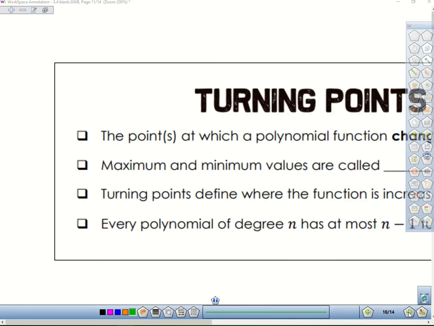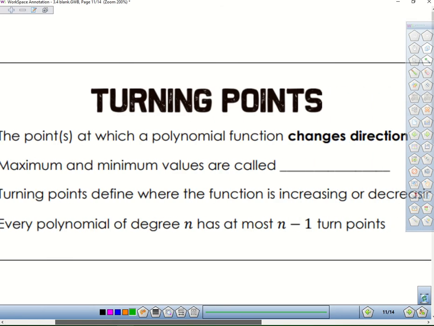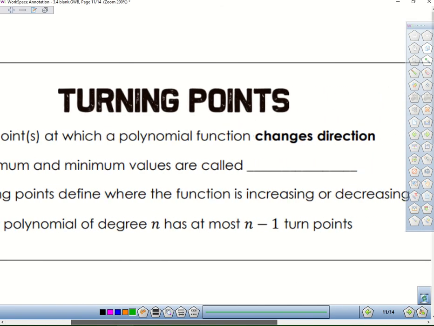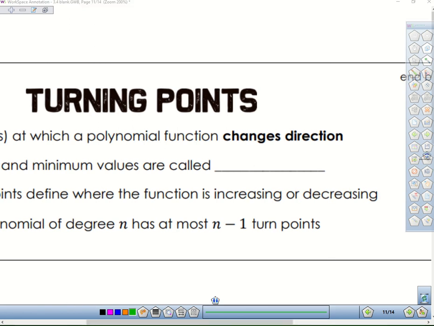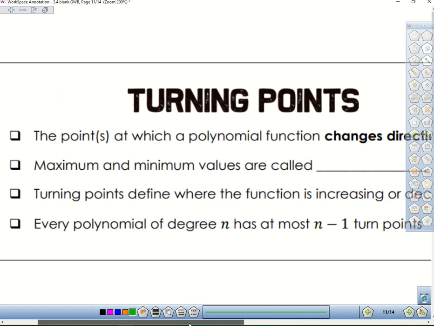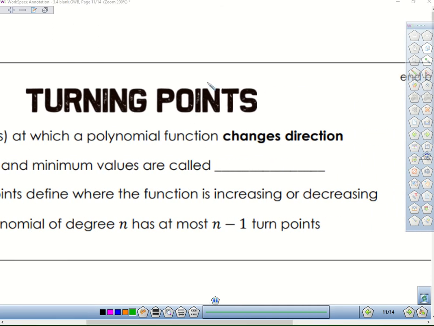All right, so moving on, we're looking at turning points. So a turning point is the point at which the function changes direction. So that's where the bump occurs, is where your function is going to go from up to down or down to up. The minimum and maximum values, we call this the extrema. So the word is extrema that you're going to put in that blank there.